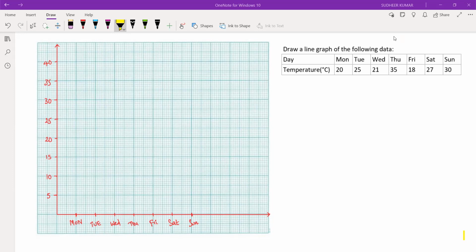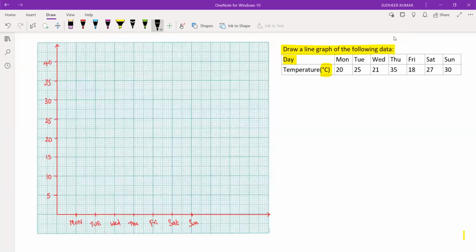In this video, you are going to learn how to draw the line graph of the given data. So let's see here, draw a line graph of the following data. Day and temperature in degrees Celsius is given.